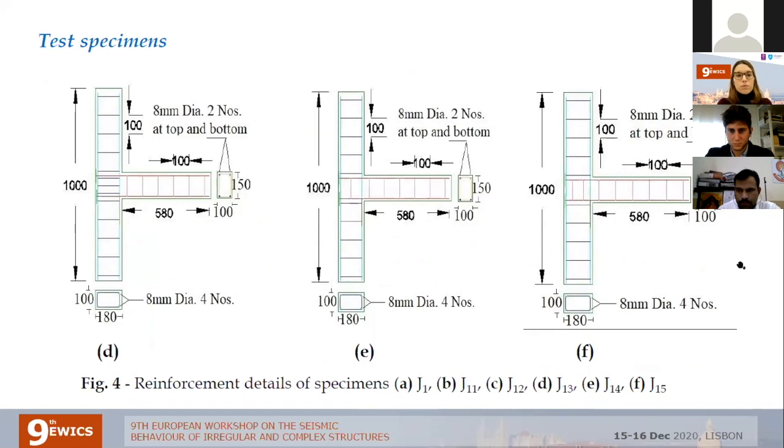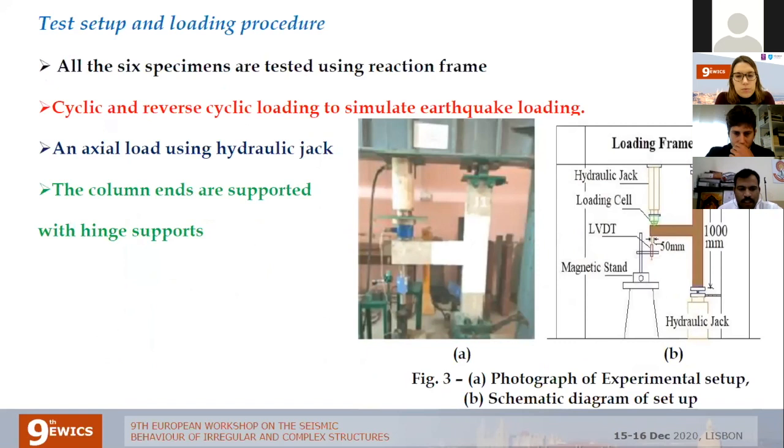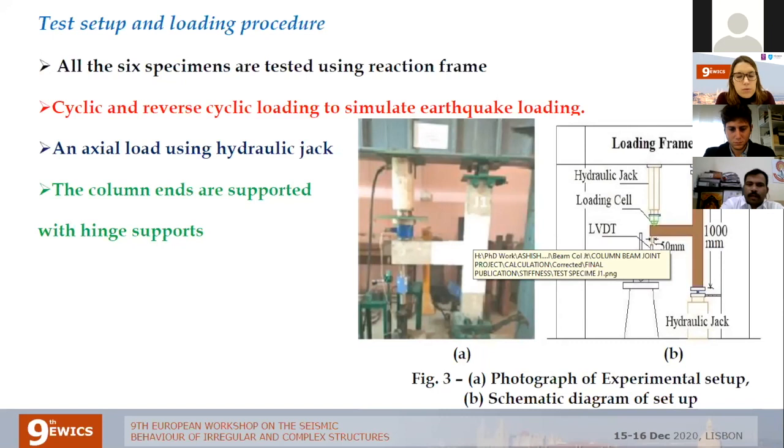Considering this test setup in the laboratory, all the six specimens are tested in the laboratory. Each of the test specimens is subjected to a cyclic load similar to earthquake loading. The loaded column ends are supported with the hinge supports at the top as well as at the bottom. So this schematic representation and this picture clear the idea regarding the experimental test setup in the lab.